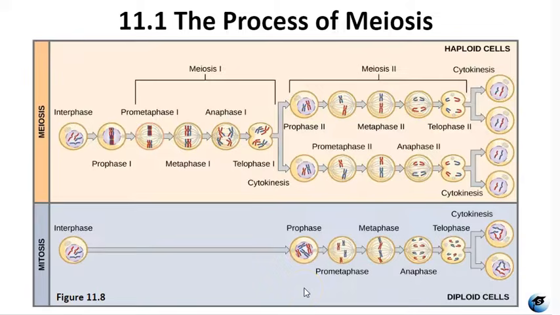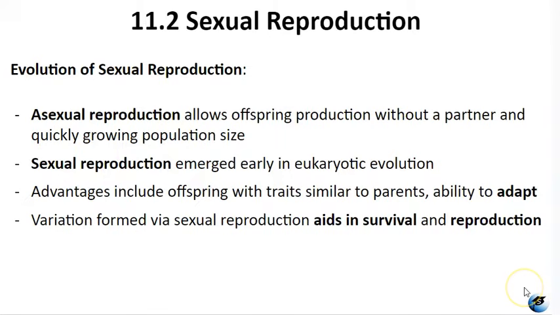Here you can really see the difference. Where meiosis has 2 rounds of division, mitosis only has 1. Meiosis 1 involves homologous chromosomes pairing up, crossing over, separating, and leading to genetic diversity. Meiosis 2 separates the sister chromatids, making 4 haploid daughter cells. In mitosis, the sister chromatids separate during anaphase, and it makes 2 diploid daughter cells. Let's go on to talk more about sexual reproduction.